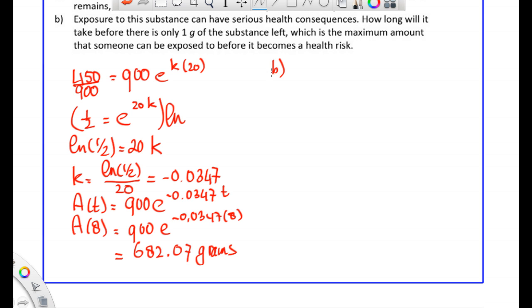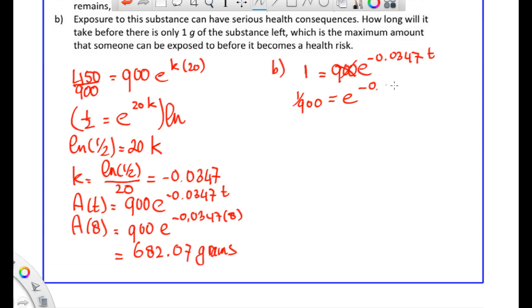Alright, so B says, exposure to the substance can have serious health consequences. How long will it take before there's only 1 gram left? 1 gram, that's the amount that's left. I'm starting with 900, and I know I have a function that looks like this, and then there's your t. Again, that's a one variable equation. You can solve this. So divide by 900 first. That gets rid of this.